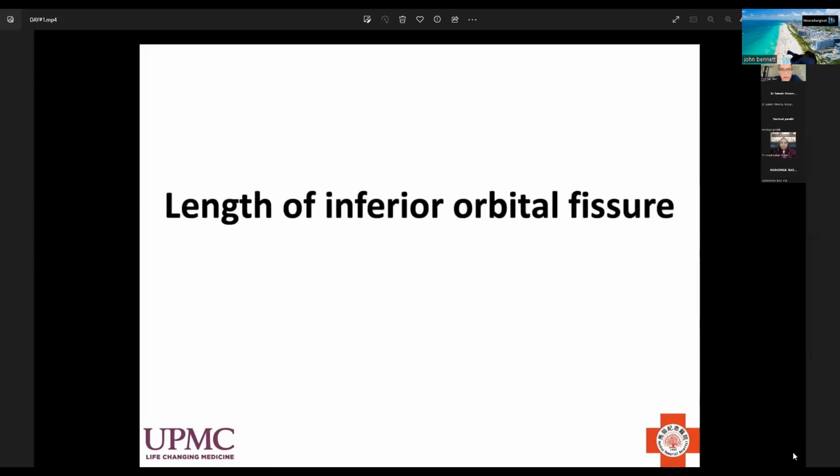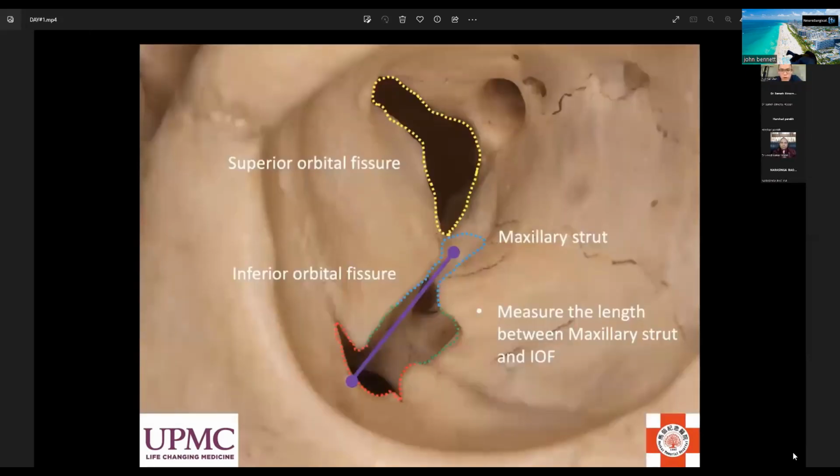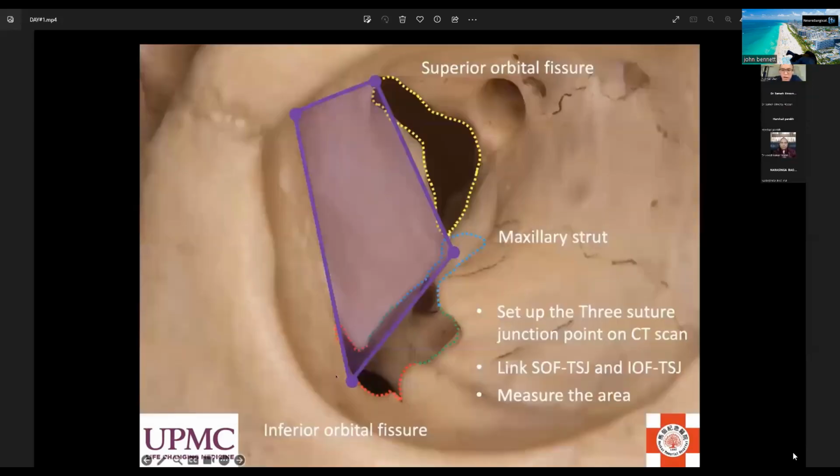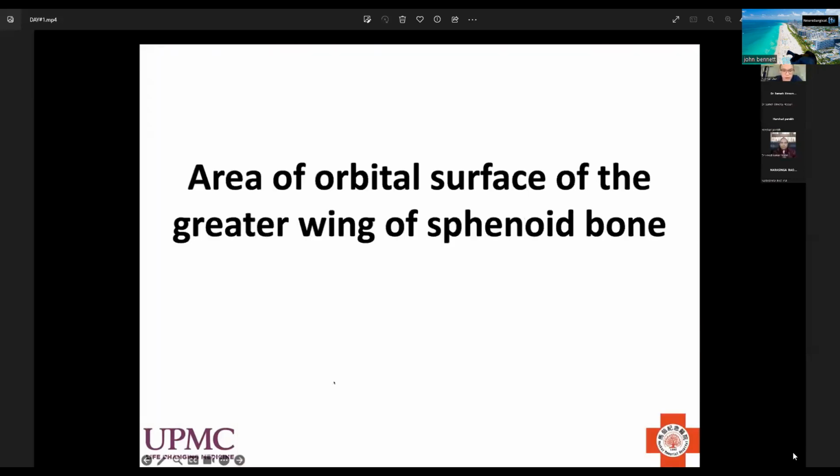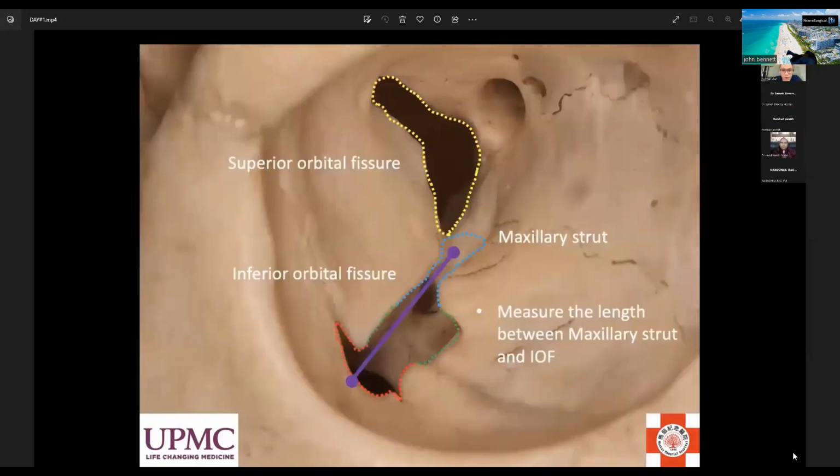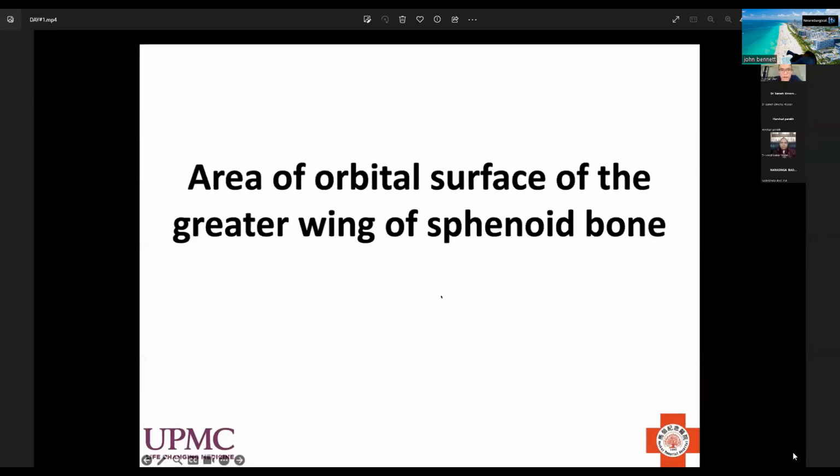First, we try to measure the length of the inferior orbital fissure. We use the navigation system and dissect 5 cadaver specimens and measure the length from the maxillary strut to the most anterior part of the inferior orbital fissure, and we calculate it as the total length of the inferior orbital fissure.